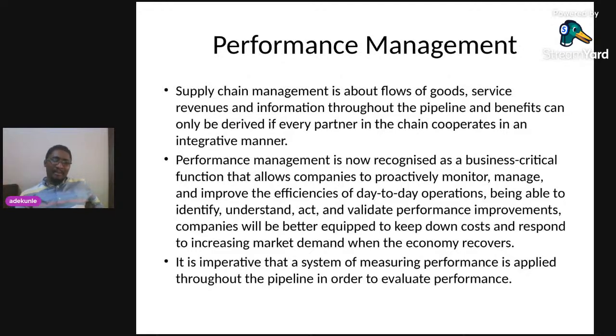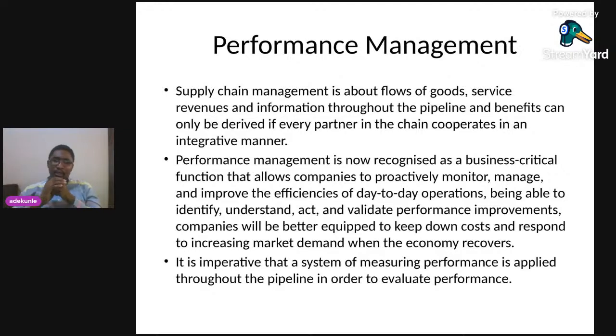So performance management is now recognized as a business critical function that allows companies to proactively monitor, manage, and improve the efficiency of their day-to-day operations. And also to be able to identify, understand, act, and validate performance improvement.